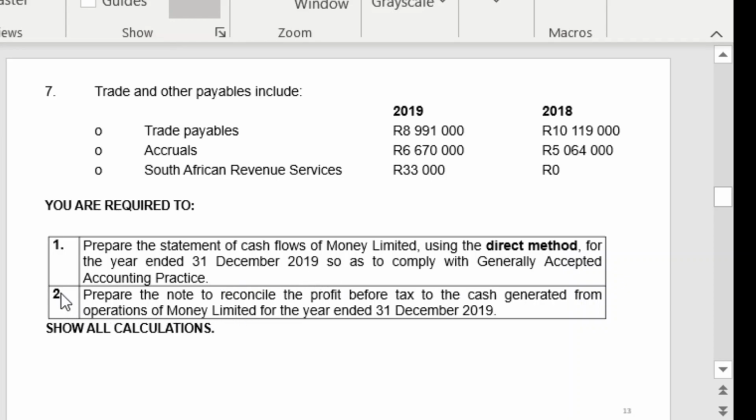And required number 2, they want us to prepare the note to reconcile the profit before tax to the cash generated from operations. And in bold letters, after the required, they're indicating to us that we must show all calculations. This is very important because when they say show all calculations, there might be marks allocated for calculations. If you don't show any calculations, then you end up losing all those marks. So make sure you make it a habit of showing all calculations whenever you're doing accounting.